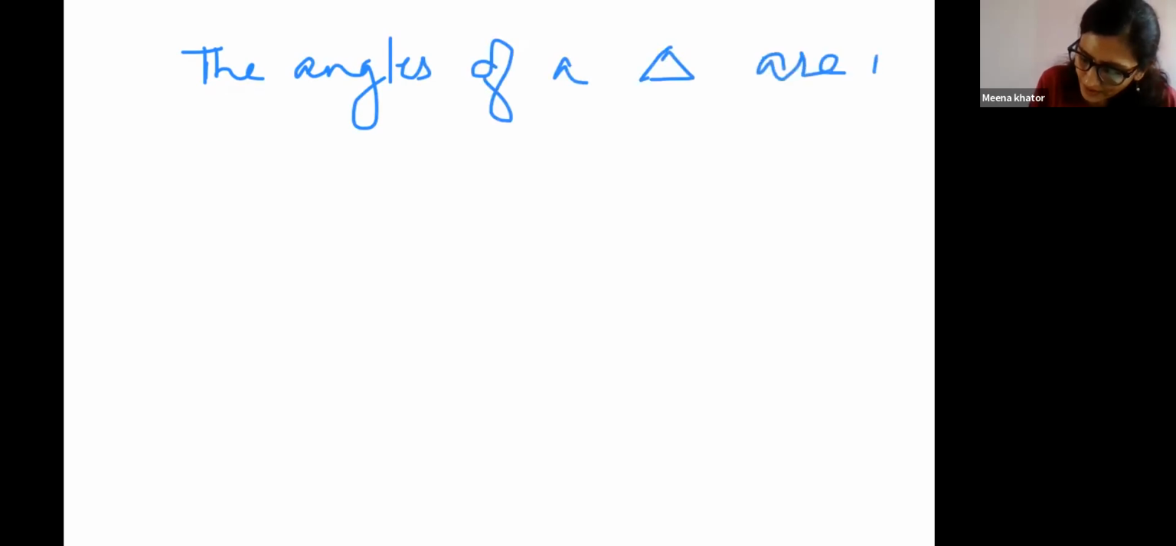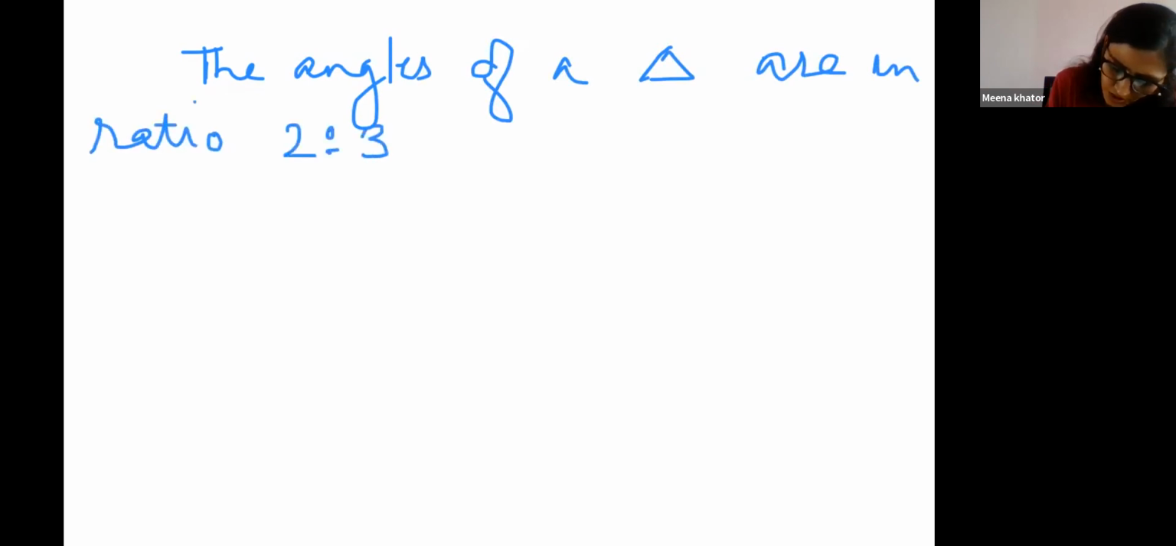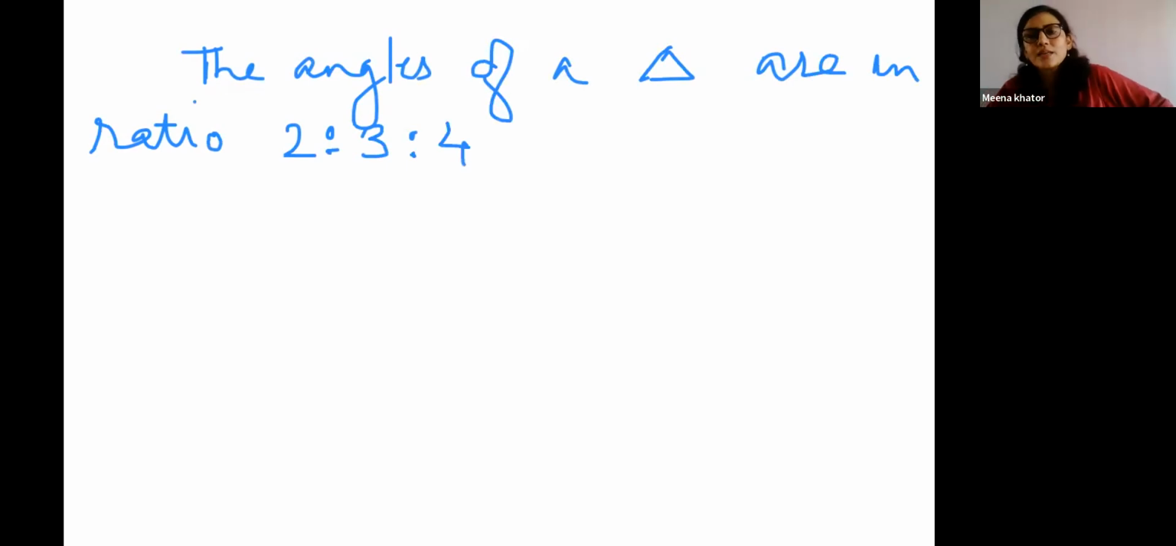Okay, children, one more question. We have limited time, so we are going easy today, right? Okay. The angles of a triangle are in the ratio 2:3:4. Find the angles of the triangle.